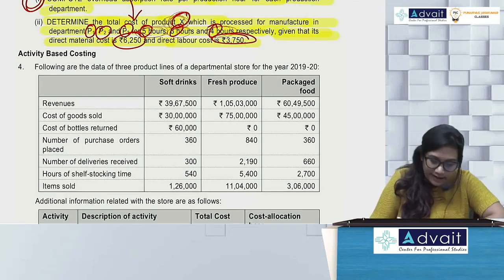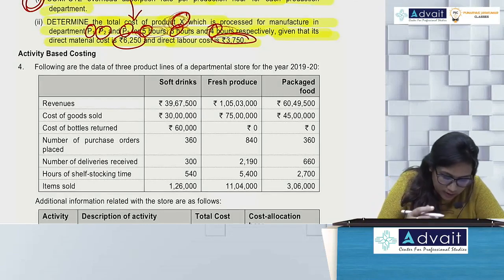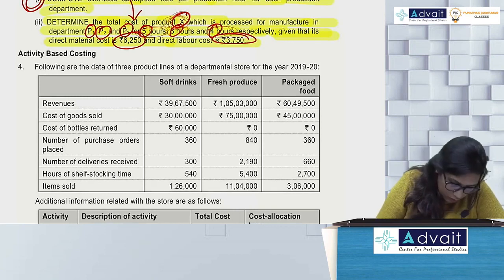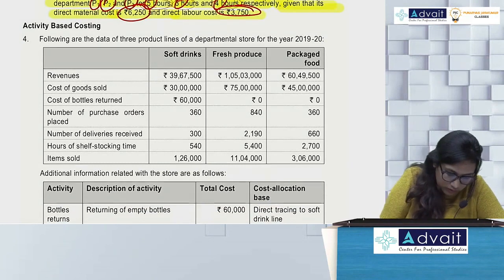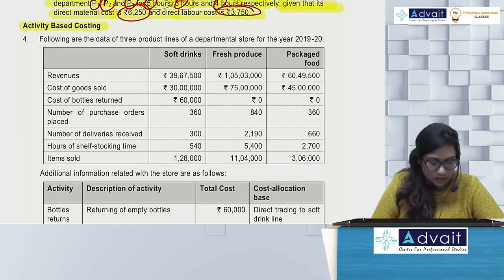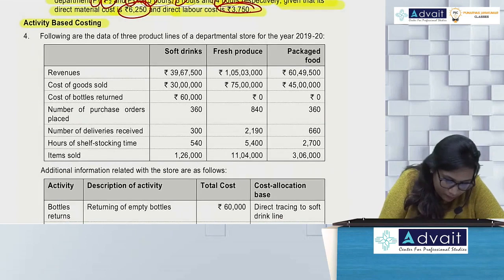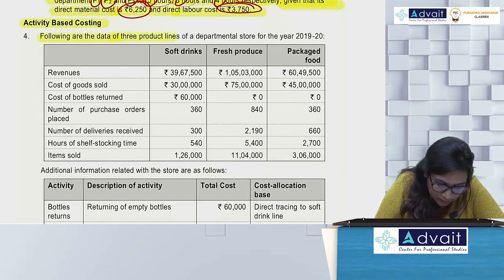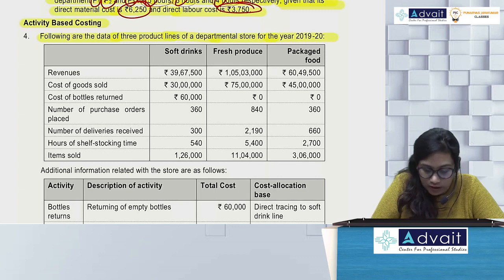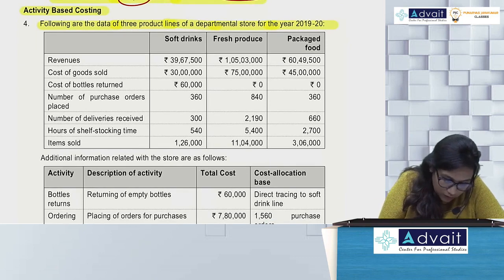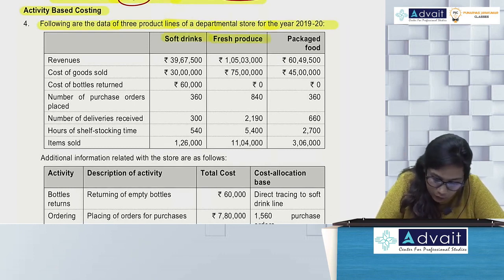Okay guys, so let's move on to question number 4 now. So this is on activity based costing. Okay, so let's read. Following are the data of 3 product lines of a departmental store for the year 2019-20. So there are 3 segments given here guys: soft drinks, fresh produce and packaged food.